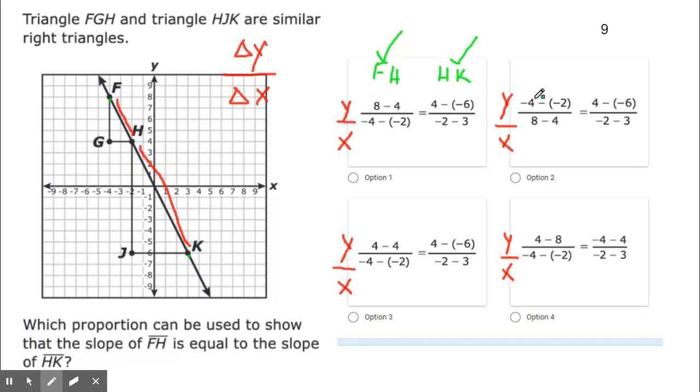-4 over 8. So -4 is supposed to be your Y. So on my Y, if I find -4, -4 is down here. There's nothing there. There's nothing at all related to that -4. So that already eliminates this. That has nothing to do with anything on these two triangles.